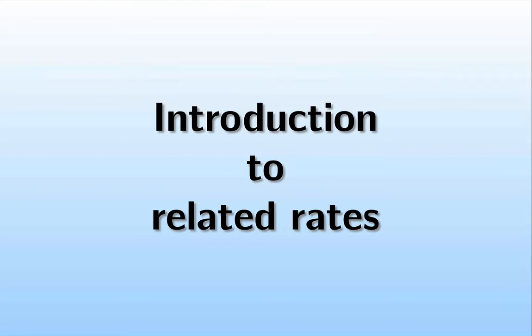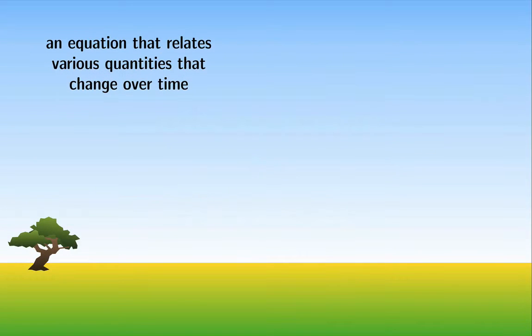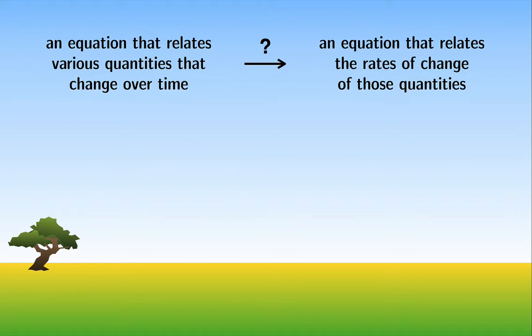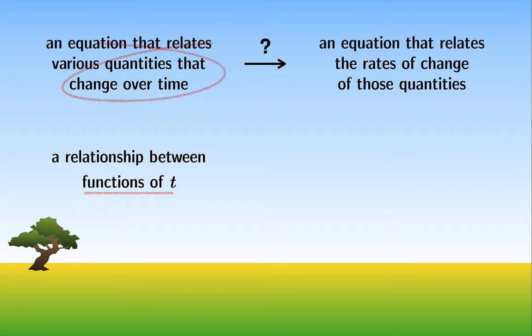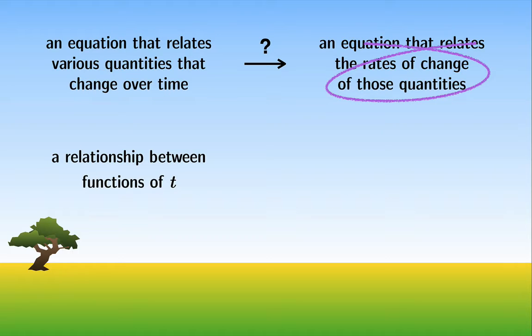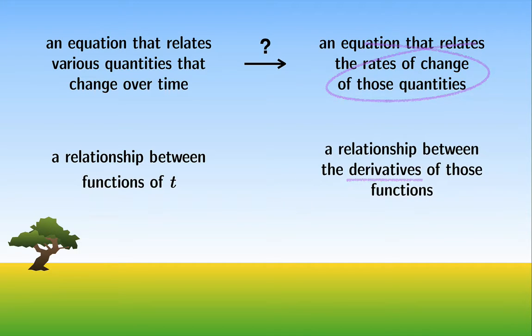In this video, we'll look at a class of problems called related rates problems. To set the stage, let's talk about the theory of these problems. Suppose you start with an equation that relates various quantities that change over time, and you're interested in finding an equation that relates the rates of change of those quantities. Now, this sounds all very abstract, but really what we're talking about here is functions of time. Given a relationship between functions of time, can you find a relationship between their derivatives?